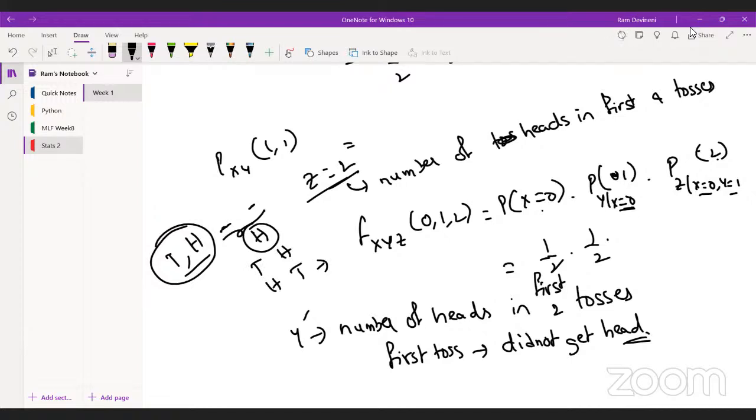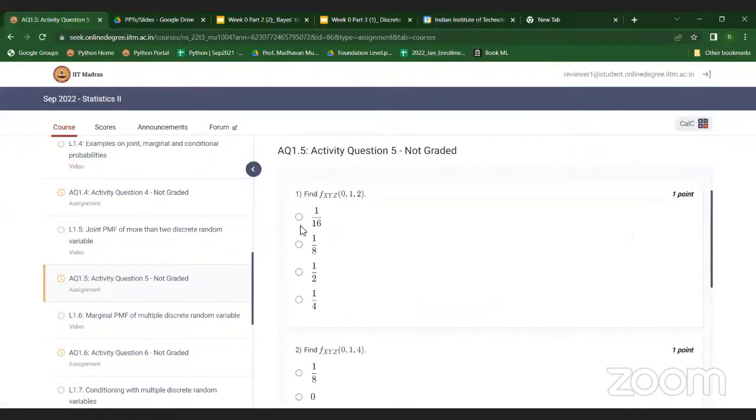Am I correct on this? Yes, sir. So it's going to be 2 divided by 4. The total possible scenarios for this is going to be 4, and among those 4 possible cases there are two cases, tail head and head tail. So it's going to be 2 by 4, which is again 1 by 2. The total value is going to be 1 by 8. Is that clear? So now we have this 1 by 8.